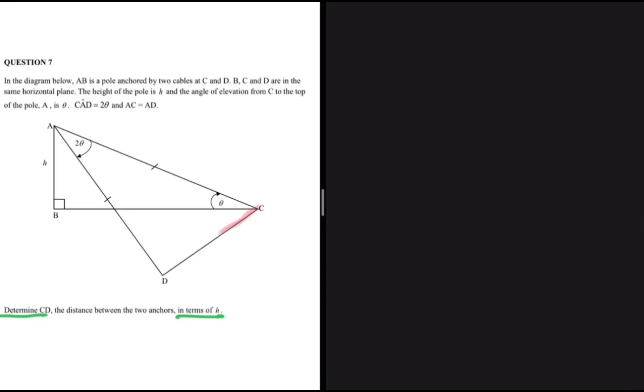So here's CD here, right? And then apart from CD, we have an angle 2 theta here, which I just highlighted, right? And then we are told that AC and AD are equal to each other, right? So this angle here should be equal to this angle. So let's go ahead and calculate those angles.